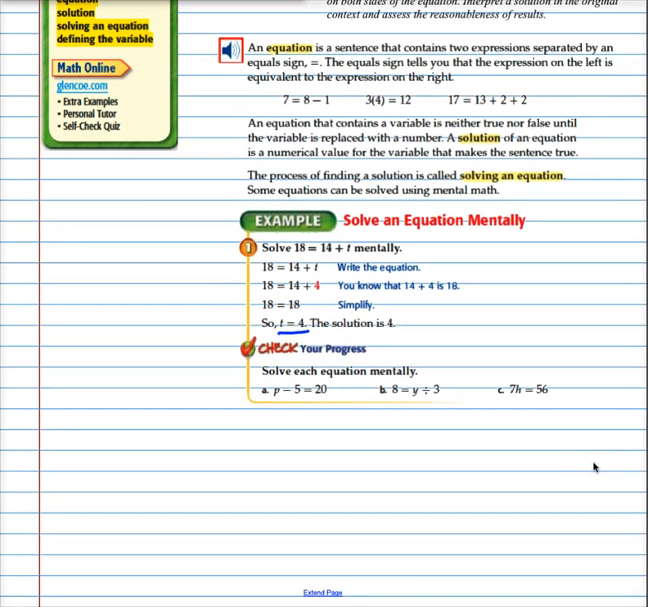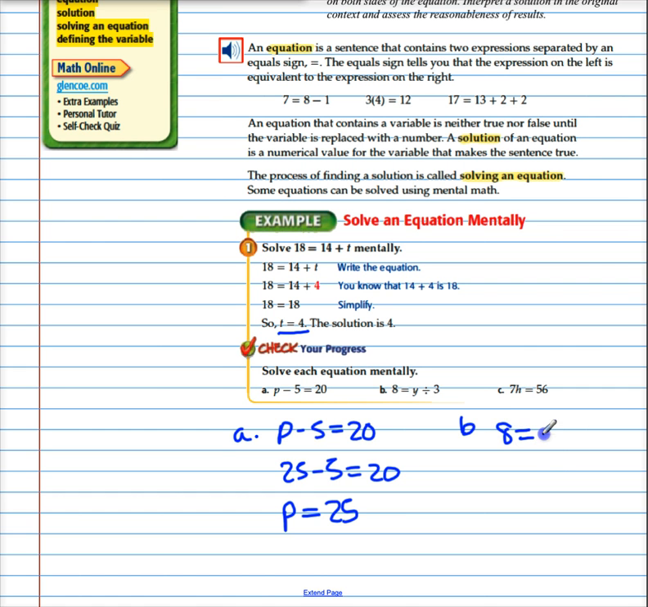In the three examples at the bottom, you would do the same thing. P minus 5 equals 20. We know that 25 minus 5 equals 20. Therefore, P must equal 25. It's example A.